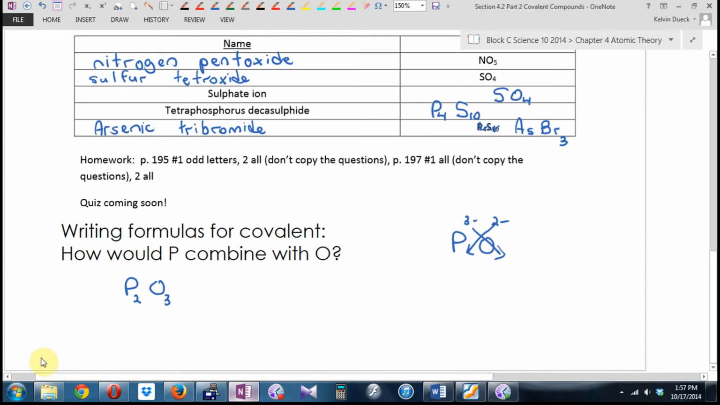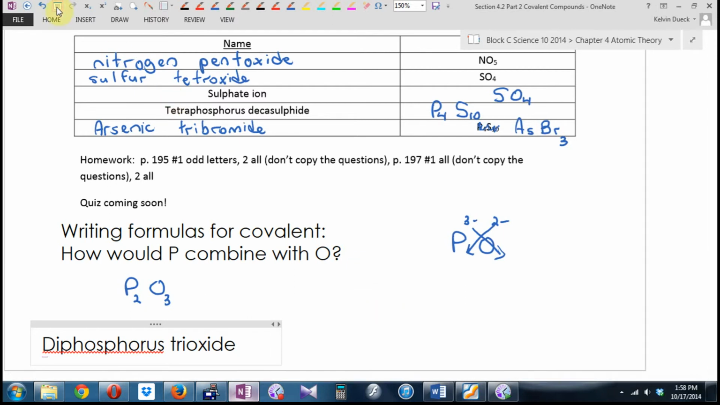What would the name of this be? First of all, ionic or covalent? Covalent because it's non-metal, non-metal. What would the name be? Diphosphorus trioxide. Did I spell phosphorus wrong? Phosphorus, I might have. No, my dictionary doesn't have that built in, but I'm pretty sure that's spelled right. So the crisscross rule still works.